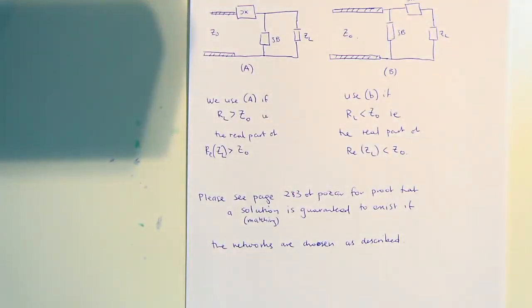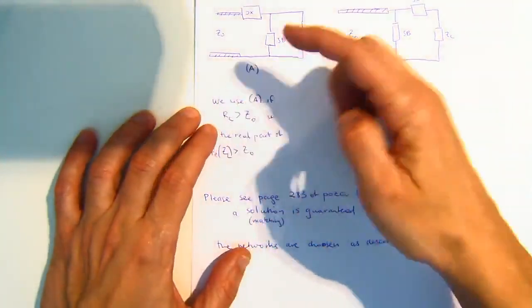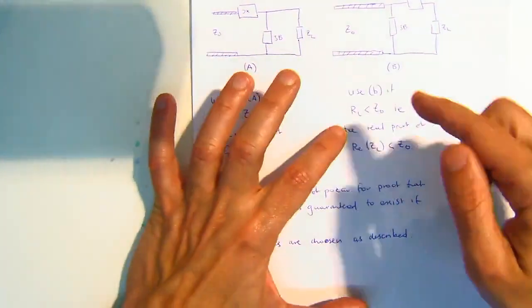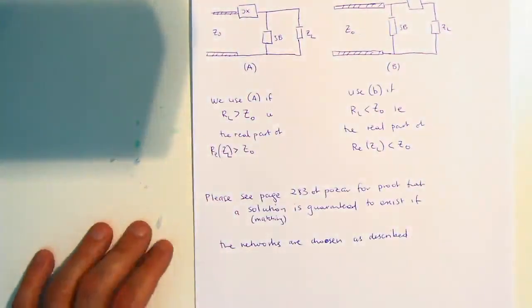That's all I'm saying. So rather than trying to solve it and then find, I didn't get a solution, damn, I've got to start again. If you start off using that information, then you know that you're going to have a solution, right? So, RL greater than Z0, use configuration A. RL less than Z0, use configuration B.